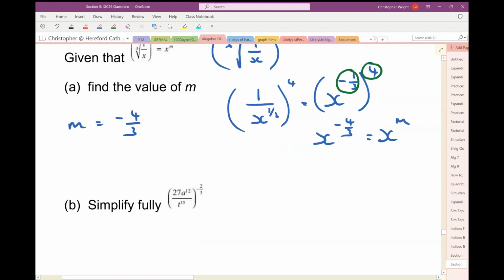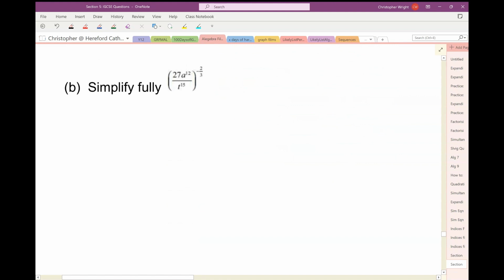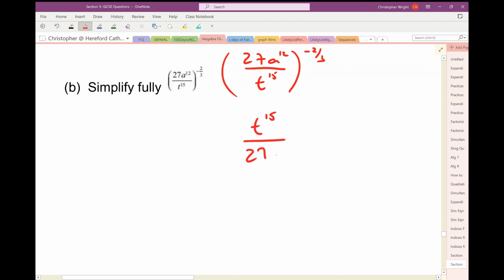Okay, part B. Now remember, do one thing at a time. Let's first of all write down what I've got here. I've got 27 a to the power of 12 over t to the power of 15, all to the power of minus 2 thirds. First of all, let's flip the fraction and get rid of that negative power. Okay, so that is going to be the power of 2 thirds. Okay, so I've got to do t to the power of 15 raised to the power of 2 thirds.